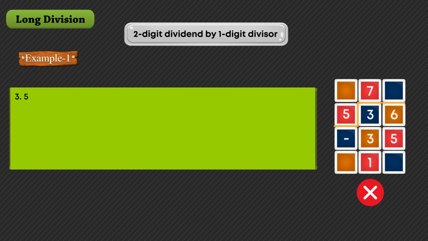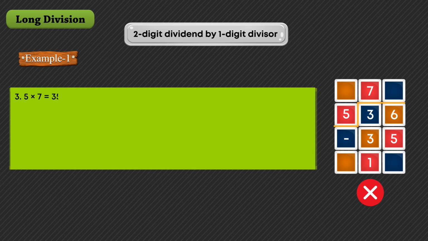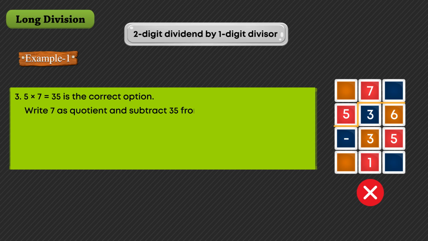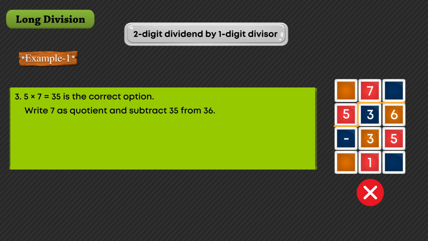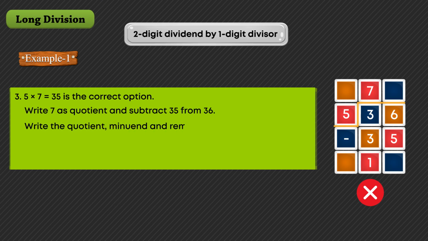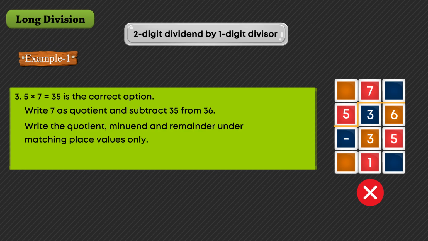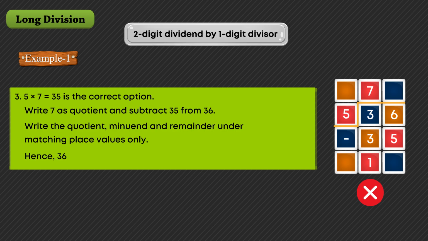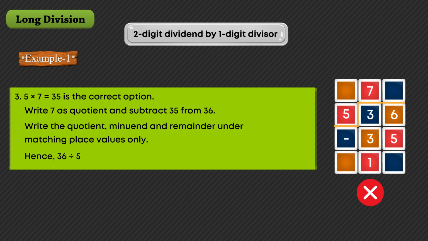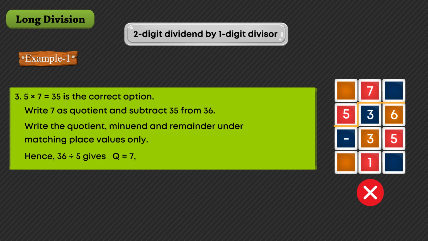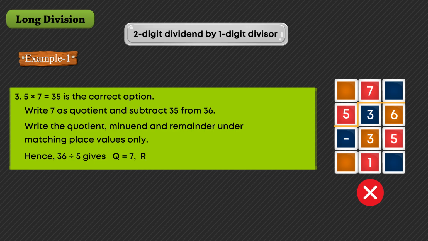3. 5 into 7 is equal to 35 is the correct option. Write 7 as quotient and subtract 35 from 36. Write the quotient, minuend and remainder under matching place values only. Hence, 36 divided by 5 gives quotient is equal to 7. Remainder is equal to 1.